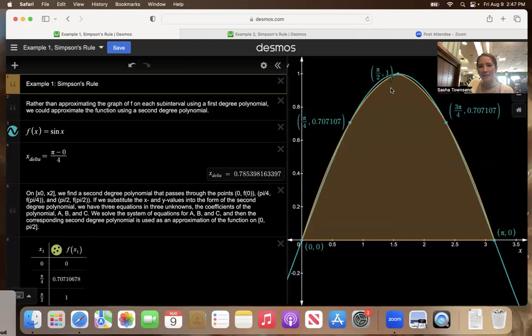You don't have to calculate the polynomials in order to use Simpson's rule. But if you do calculate the polynomials, it can be done relatively easily by solving systems of equations, 3 equations and 3 unknowns. And then you can graph them and you can visualize it and you can see what a good approximation it is to use the polynomials to approximate the area under the curve. Second degree polynomial rather than the linear polynomial that we use at the trapezoidal rule.